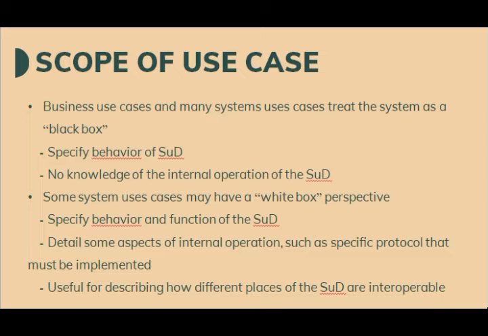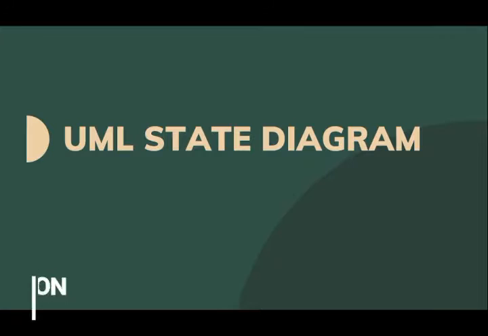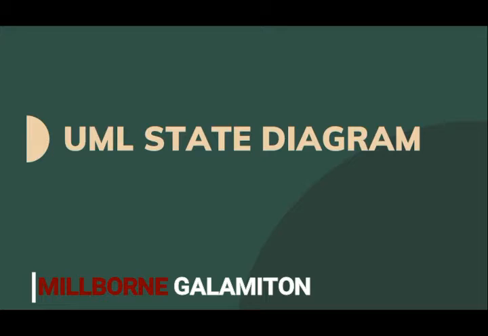Some system use cases may be written from a white box scope, which means these use cases detail some of the internal operation of the SUD, such as specific protocols or algorithms that will be used. White box cases are especially useful for describing how different components of the SUD will operate in one. So, UML state diagram.